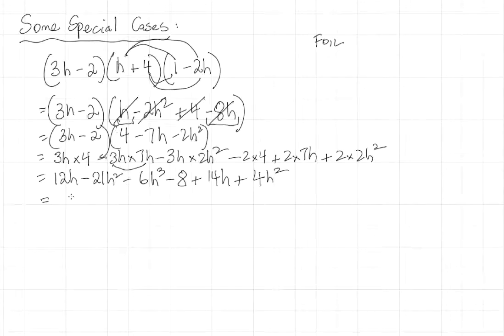Collect like terms. Doesn't really matter whether I go ascending or descending. If I start with a constant term, I'm going to start with a negative 8. If I start with h cubed, I'm going to start with a negative, so it really doesn't matter. Let's go descending powers. Negative 6h cubed, we'll start with the highest power. Then get the h squareds together. So we've got plus 4h squared minus 21h squared.